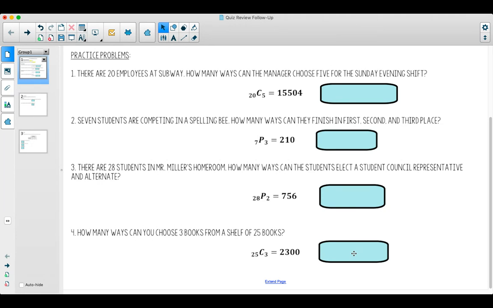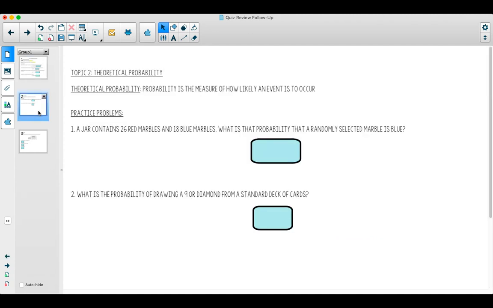So topic number 1, permutation versus combination. Hopefully that cleared up anything we might have. In topic number 2, theoretical probability. Probability is the measure of how likely something is to occur. If we look at this first example, a jar contains 26 red marbles and 18 blue marbles. What is the probability that a randomly selected marble is blue?